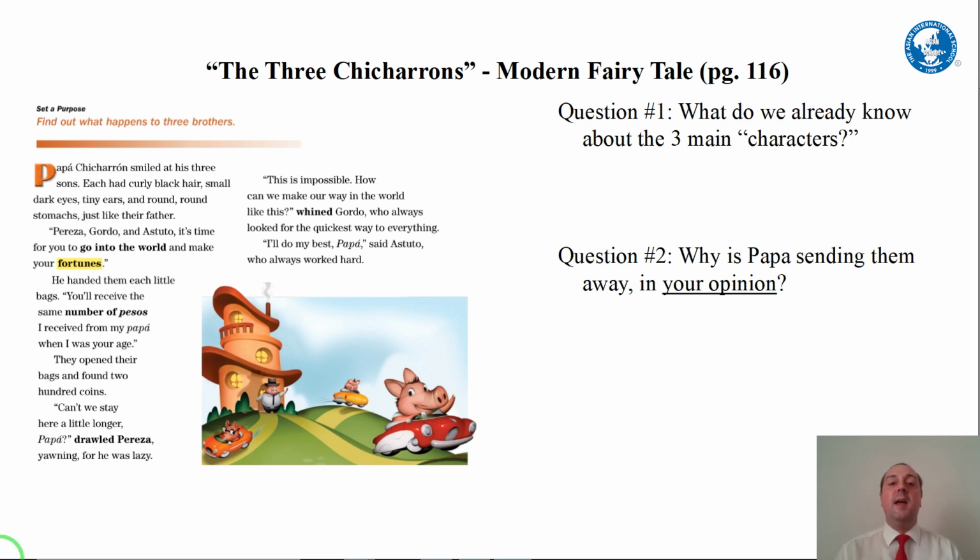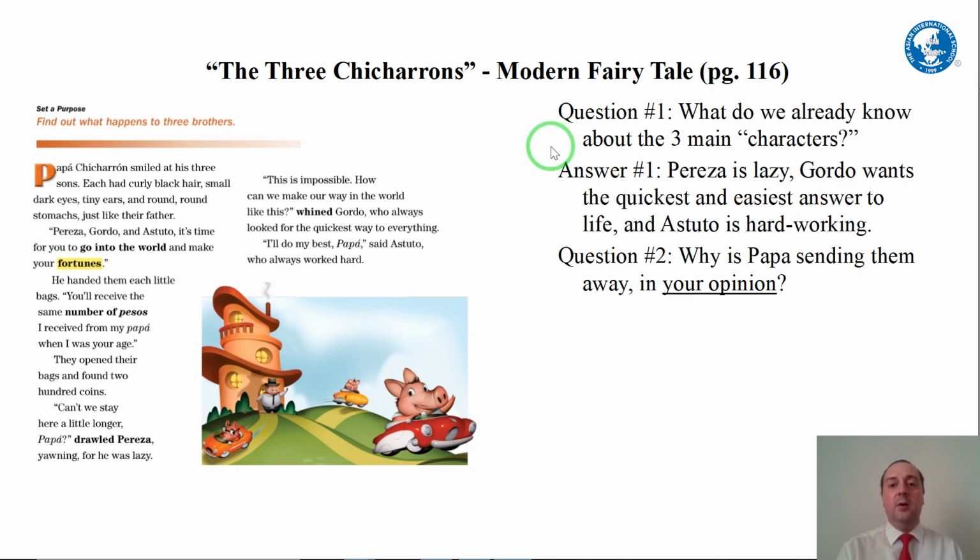Okay, now that we've read the first page and we have been introduced to our three main characters, the three chicharrones, what do we already know about them? Well, we know that Pereza is lazy. Gordo wants the quickest and easiest answer to life, and Astuto is hardworking. They are all brothers, but they all are different characters, and that will play out in the story.